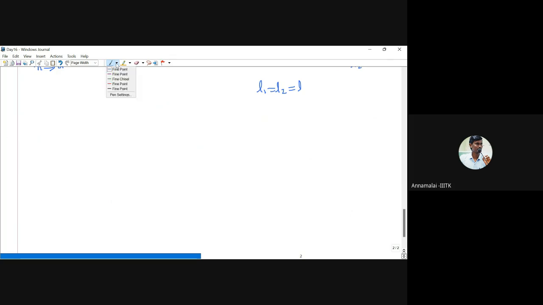Now there are some theorems we will discuss. Theorem. Suppose we have three functions f, g, h defined on J minus the point A to R. Assume that the limit exists for two functions.